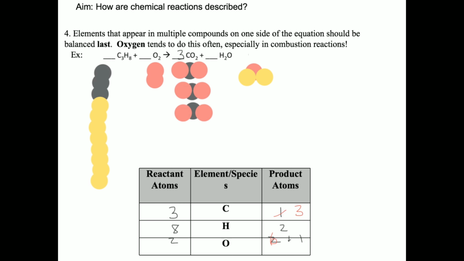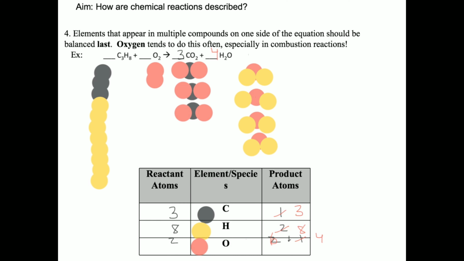Last, we're going to balance the hydrogen. To balance the hydrogen, where I have 8 on the reactant side and only 2 on the product side, I'm going to multiply my product side by 4 to make 8 hydrogens. That will also, though, make 4 oxygens. Let's see what 4 waters looks like. So again, with 4 waters, you'll notice we have 4 oxygens that are red, and we have 8 hydrogens that are yellow.